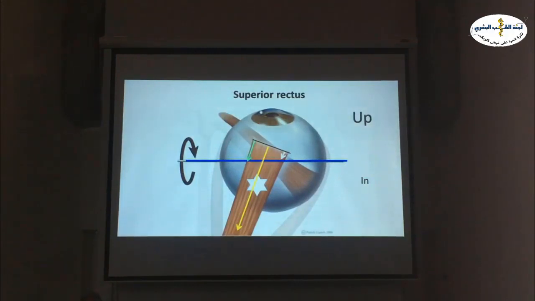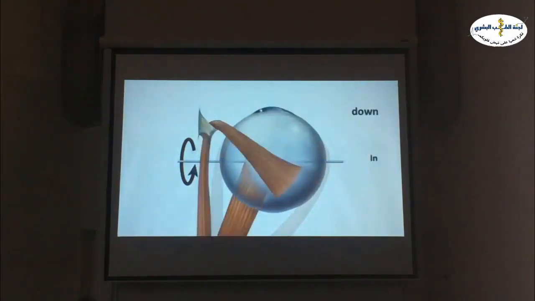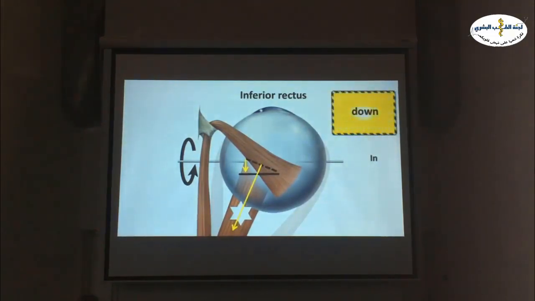Now, the rotation, we are going to omit the movement of rotation because it complicates the picture. Therefore, the major action is up. The minor action is in. If you look at this muscle here, this is the inferior rectus. This is the horizontal line, this is the action of the muscle, and this is the insertion. Again, the medial muscle fibers are longer than the lateral. Therefore, this is going to pull the eye as a major function down and as a minor one to the inside.